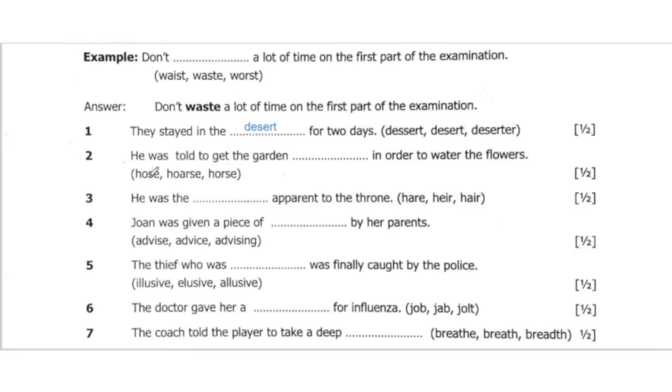Go to question number two. He was told to get the garden dash in order to water the flowers. So we have got horse, hose, hoarse. Which one is the correct spelling? This one, we know it, it's an animal which is called a horse. It's a domestic animal that most people use for riding, a horse.